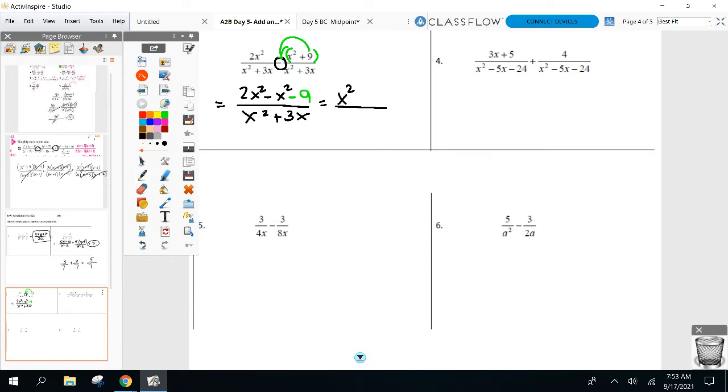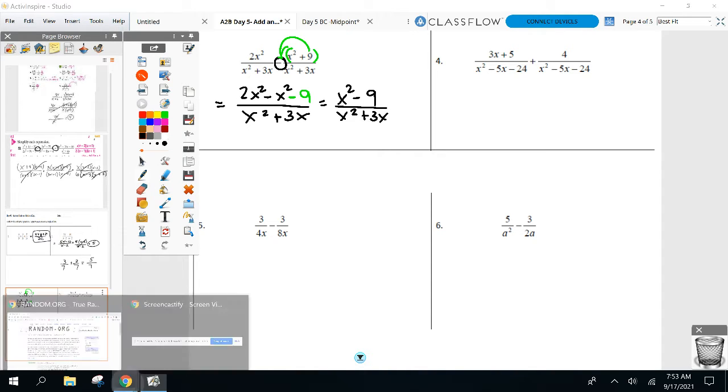And what's still there? Minus 9. Everyone all right where we got that? 2x squared minus x squared is x squared, over x squared plus 3x. Keep going because that's not done yet.